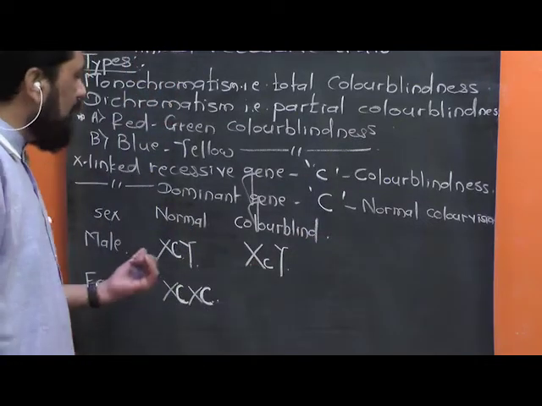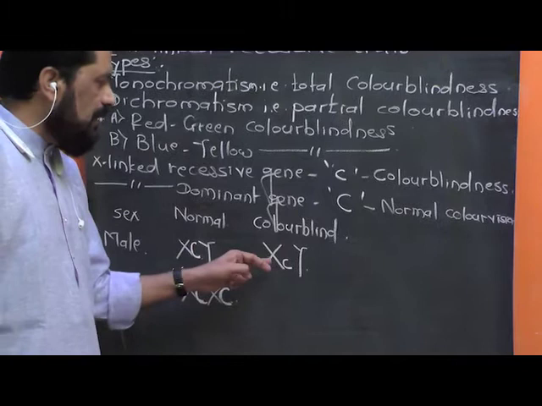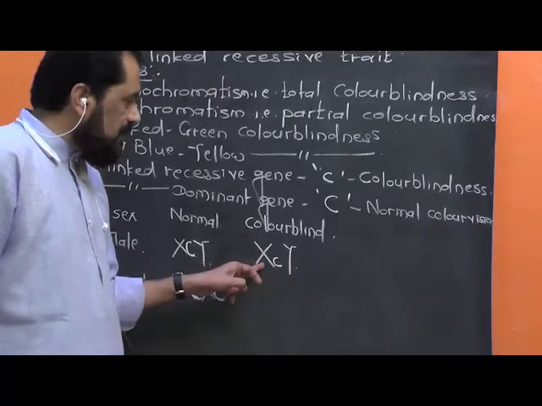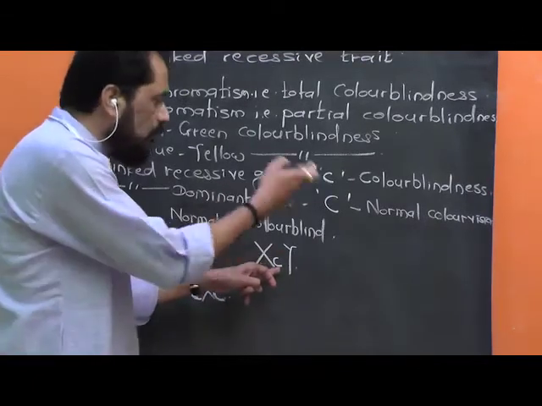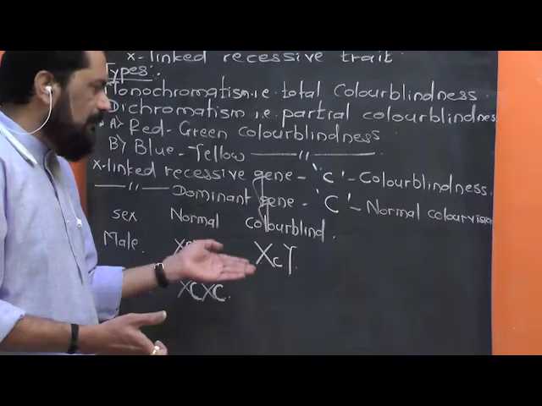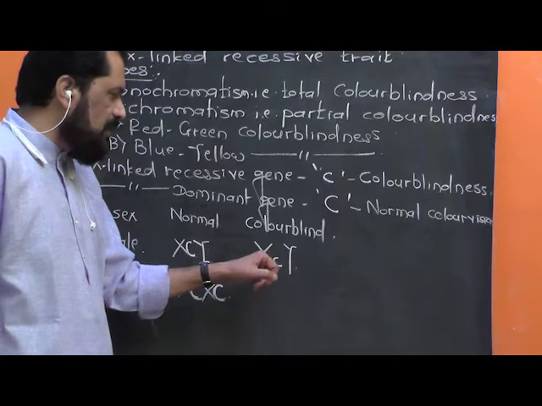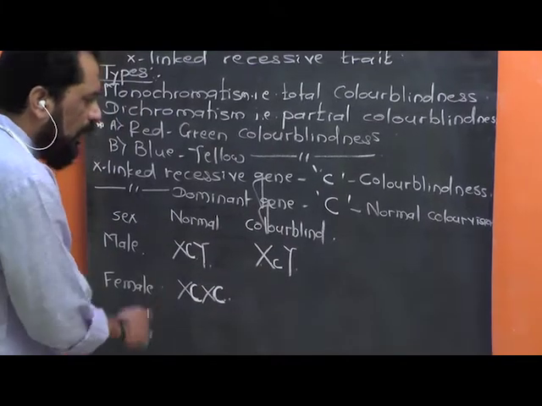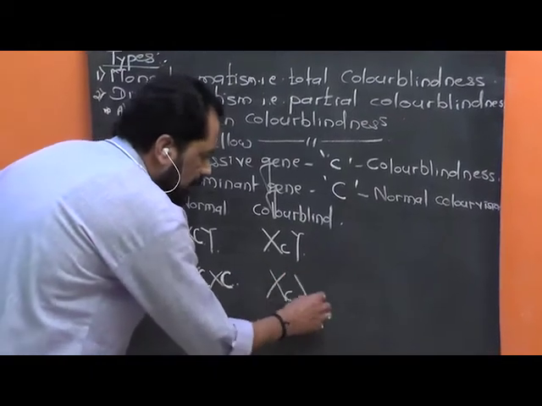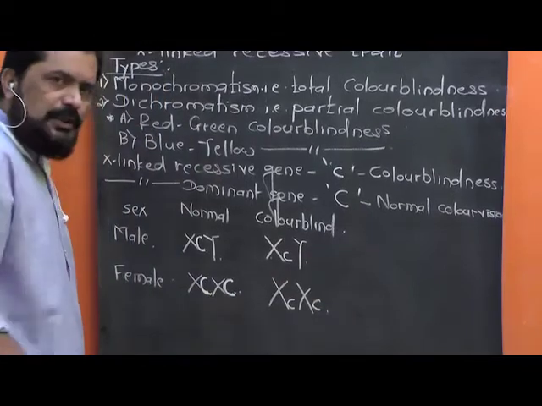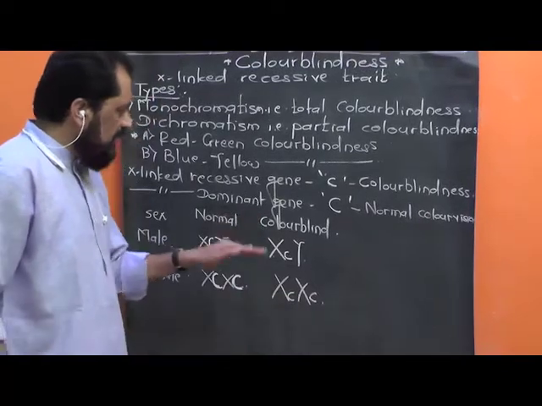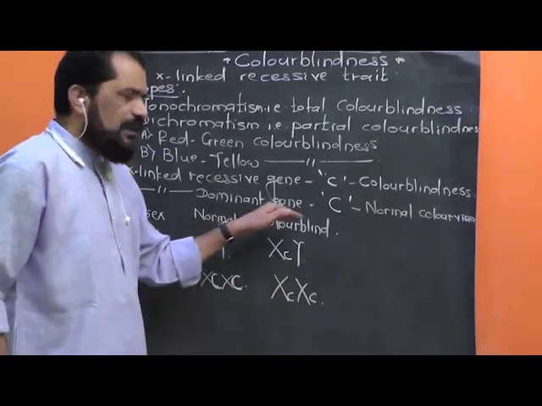Because we know that in male individuals, as there is only a single X chromosome, and therefore to suppress the effect of this recessive gene, there is no dominant allele on Y chromosome, and so such male having only single recessive gene shows color blindness. While in female, if both the genes are in recessive condition, that is small c, then such female is said to be color blind.